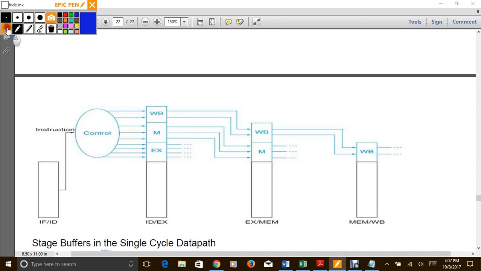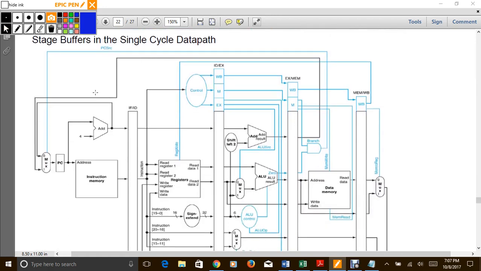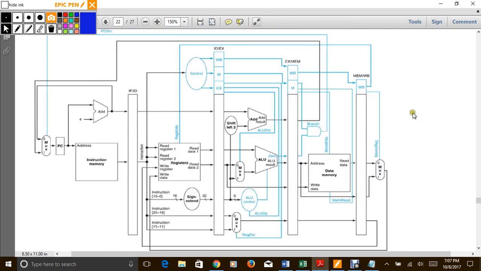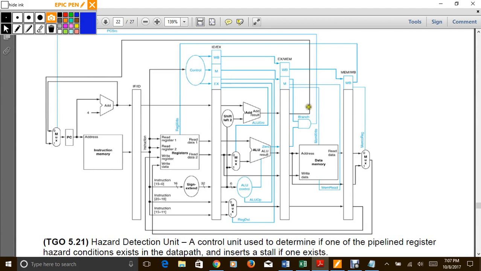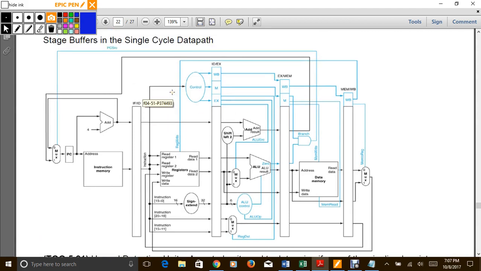And so this next topical guide, okay, so this is the actual layout of the whole data path. So what we need to do is we have two things. We're going to use a data forwarding unit and a hazard detection unit to indicate where all these values are going to go.